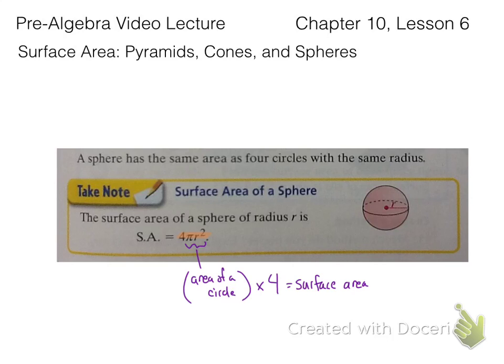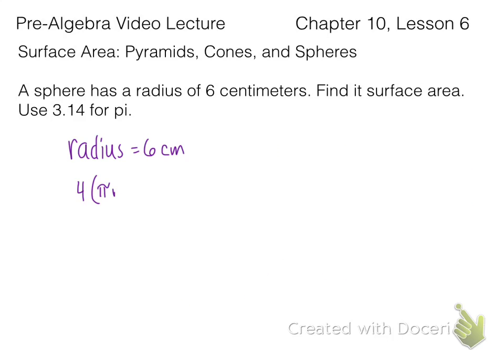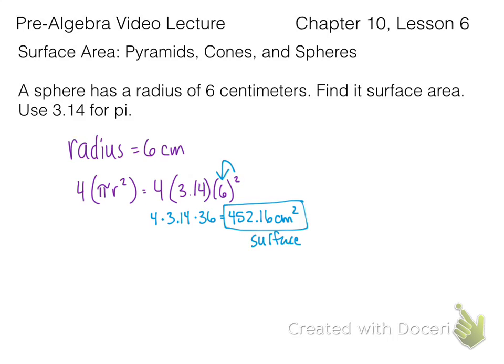Okay? So let's go ahead and put this into practice. We have a sphere with a radius of 6 centimeters. We're going to find the surface area. Well, it's 4 times pi times r squared. Well, r in this case is 6, so it's going to be 4 times 3.14 times 6 squared. 6 squared is 36, because remember, PEMDAS, you need to do the exponents before you do the multiplication. So it's going to be 4 times 3.14 times 36, which is going to give me a whopping 452.16 centimeters squared, which is the surface area of a sphere with the given dimensions.